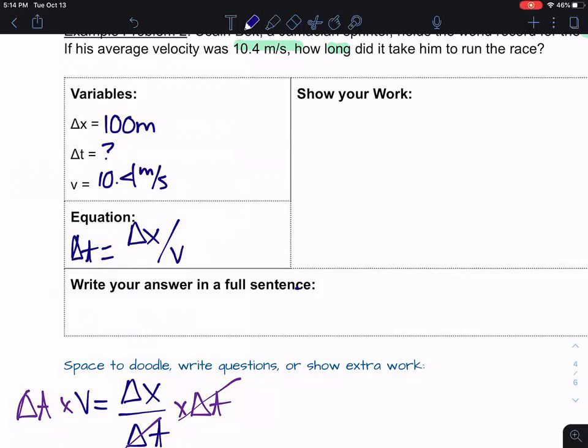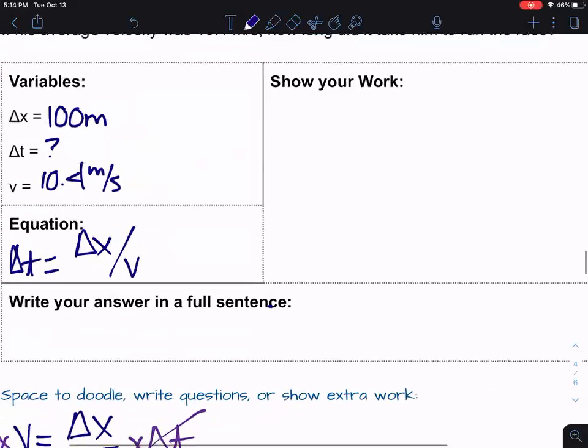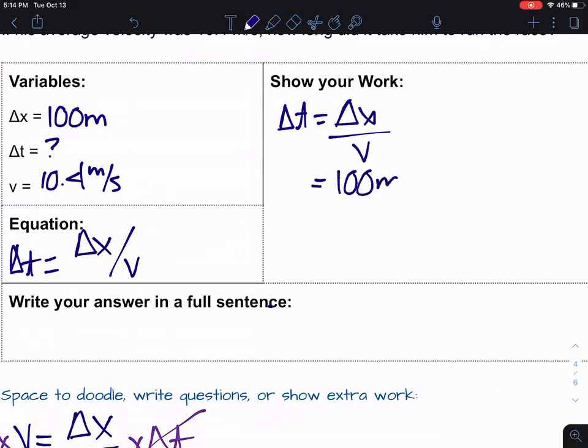Okay, then we can look at this. So delta t equals delta x over v. And then I'm going to plug in 100 meters over 10.4 meters per second. I'm going to plug that into my calculator. So 100 divided by 10.4, and I come out with 9.6.